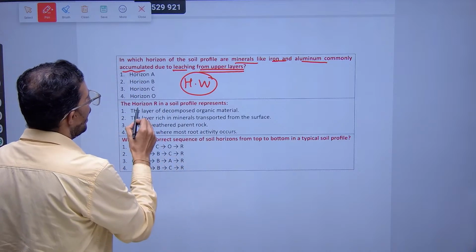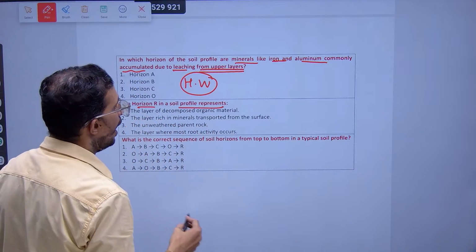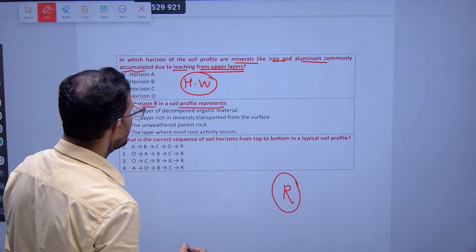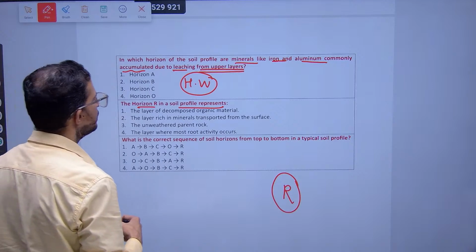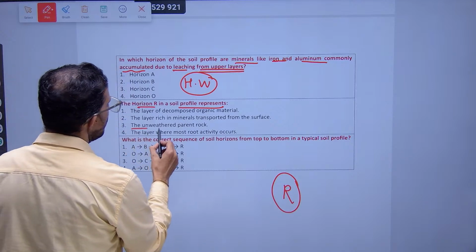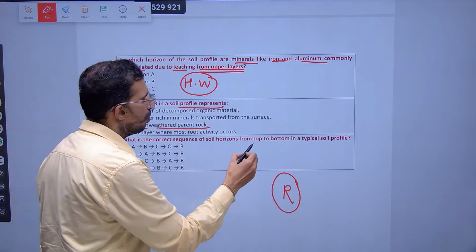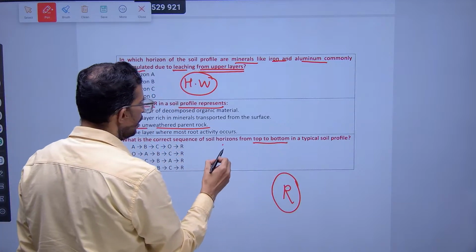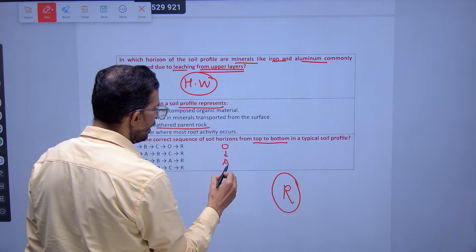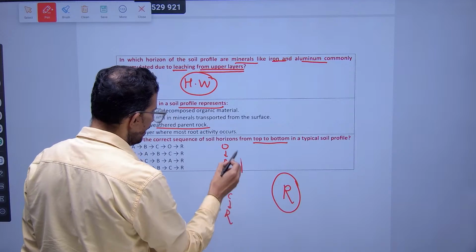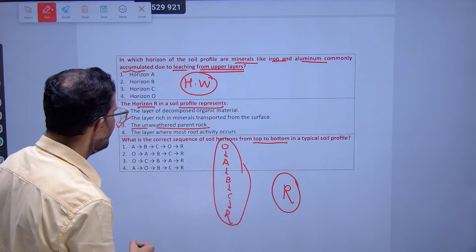The horizon R in soil profile represents, R means pure rock, the bottom layer. Which one? The unweathered parent rock. Good one. Yes. And the correct sequence from the top to bottom, what we have seen? Organic, then A, then B, C, and the last one is the R. Yes, this is the correct sequence.